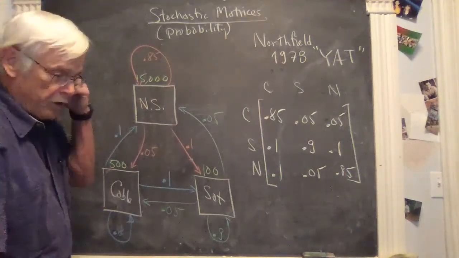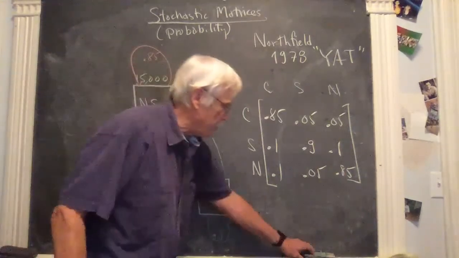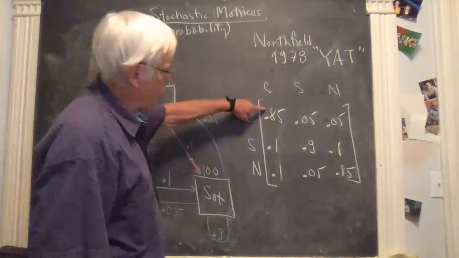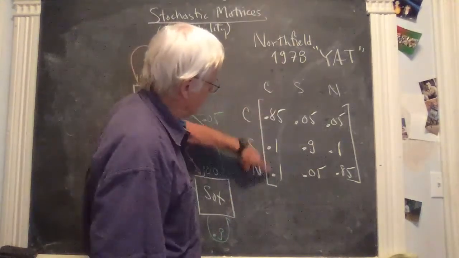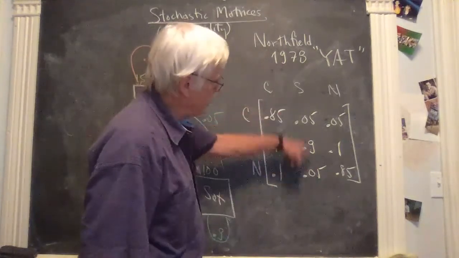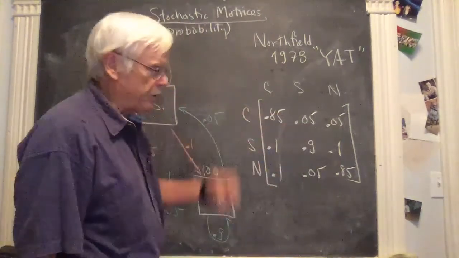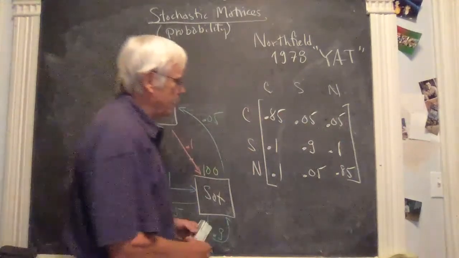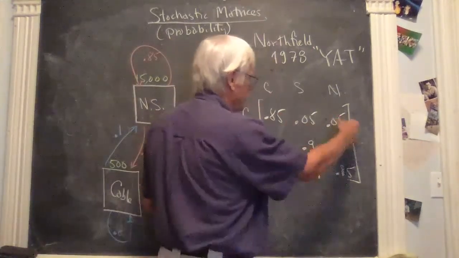So this is the probability matrix. This is a stochastic matrix. And you can check because these numbers are all non-negative and they add up to 1 in every column. So that's what it takes to be a stochastic matrix. Double stochastic would mean that the rows also add up to 1. These do not.